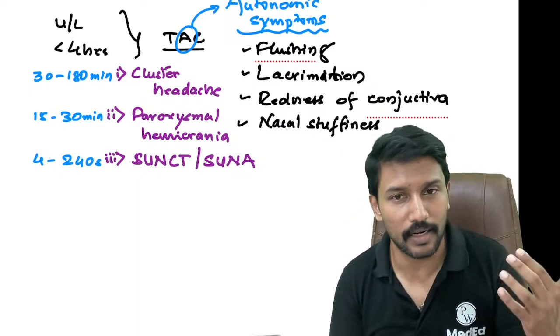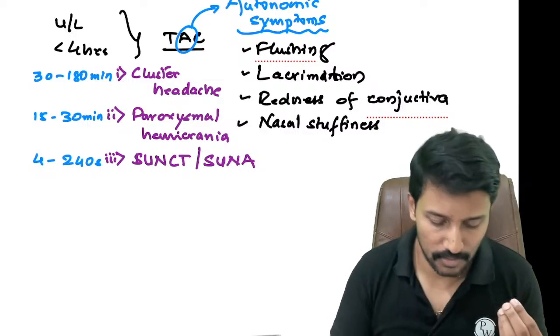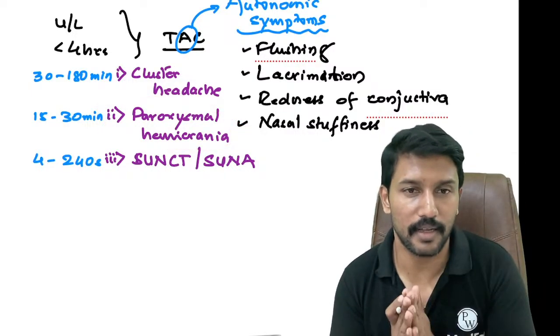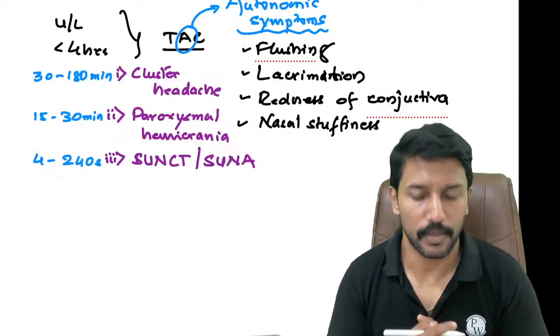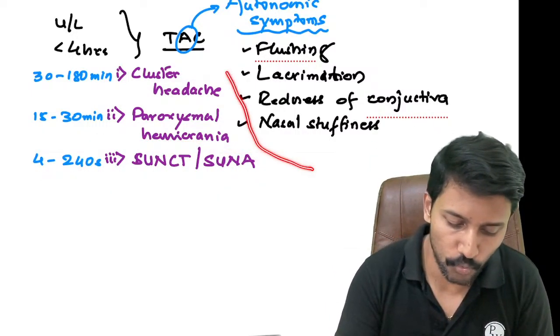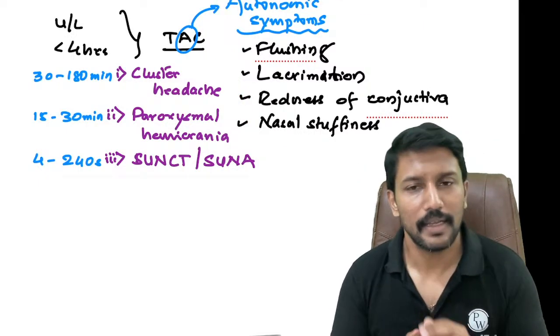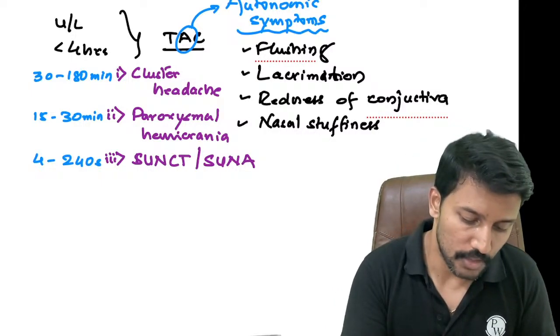If I say that unilateral headache, episodes lasting for 20-25 minutes, then it mostly becomes paroxysmal hemicrania. If I say unilateral headache lasting for only 10-15 seconds, then it becomes SUNCT or SUNA. In all these questions, as a clue, examiner will mention the presence of autonomic symptoms. In addition to that, there may be some additional clues for the diagnosis. What are those additional clues?